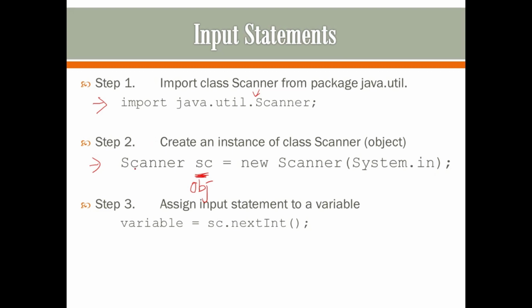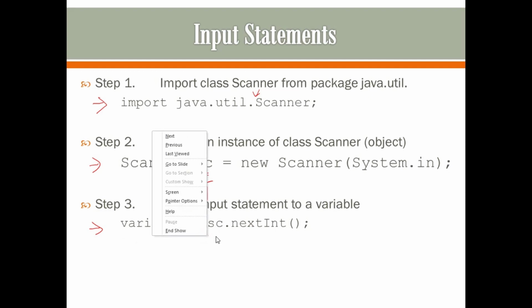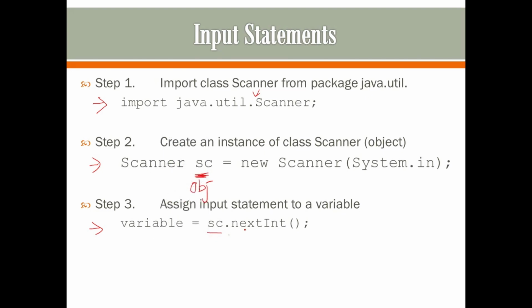You see, Scanner and System both start with capital letters. Step 3, you need to assign the input statement to a variable. So you need to know what data type the variable uses. That's why you need to declare the variable first, and then you can use the object for the scanner dot next with whatever data type is used for the variable.